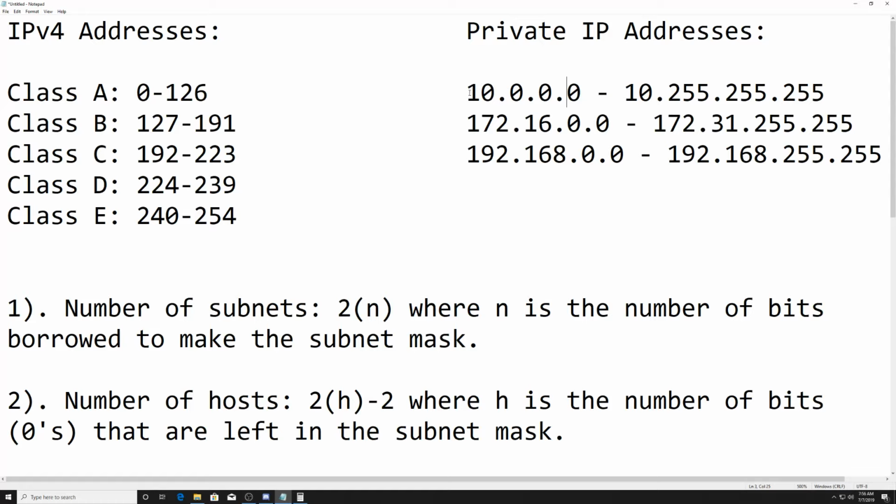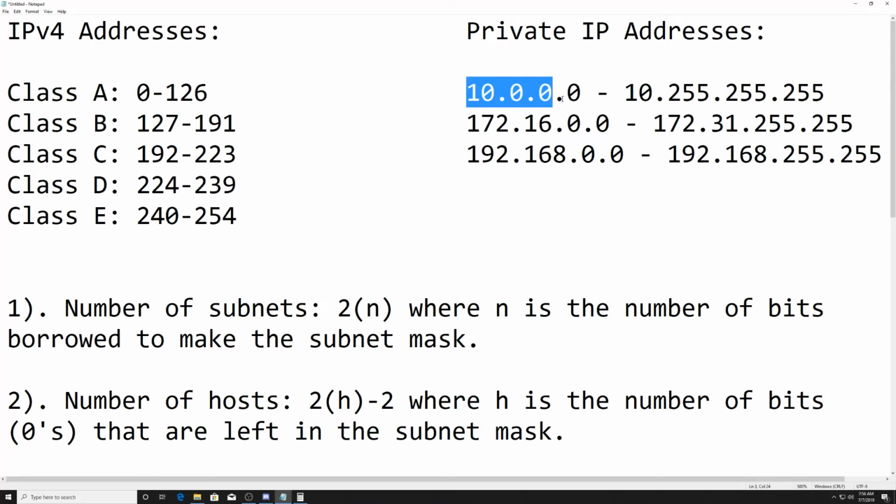So for example, this 10, because it's the very first octet, falls within the class A IPv4 addressing scheme, because 10 is between 0 through 126. 172 is within class B, because 172 is between 127 and 191, which is the class B IPv4 addressing scheme. And then 192 is within the class C IPv4 addressing scheme, because 192 through 223 falls within class C. And I'll just make this brief when it comes to the private IP addresses.